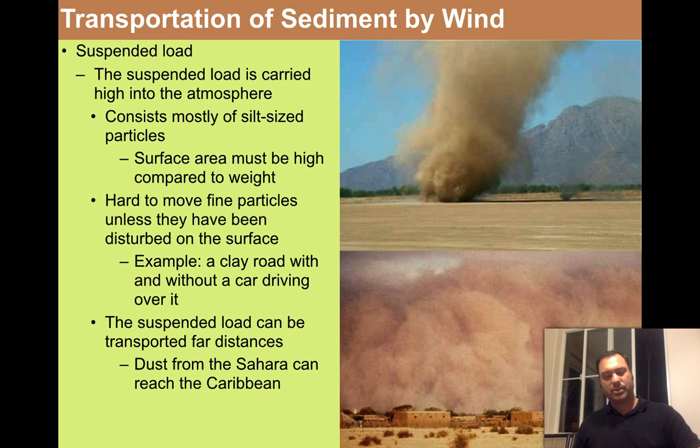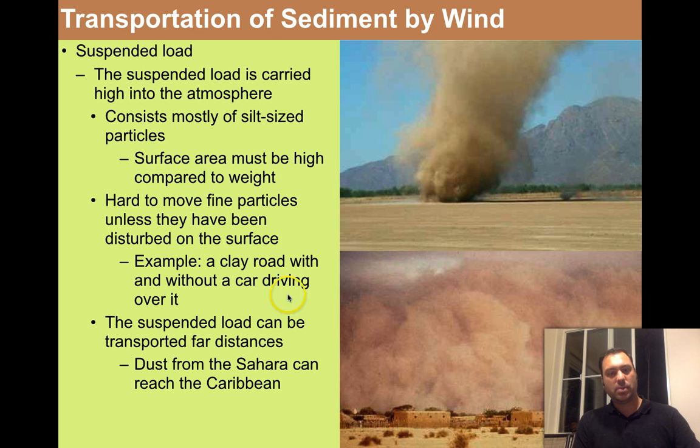Basically what it's saying is if you have something that is nice and flat, doesn't weigh a whole lot, but it's got a lot of surface area, it's really easy for the wind to pick it up and to move it. It's hard to move fine particles unless they have been disturbed on the surface, right? So a classic example is a clay road with or without a car driving over it. If you have a car driving over it, you'll see a big wisp of cloud coming behind it. But if you are looking at a clay road without a car, nothing will happen, right? So it has to be disturbed.